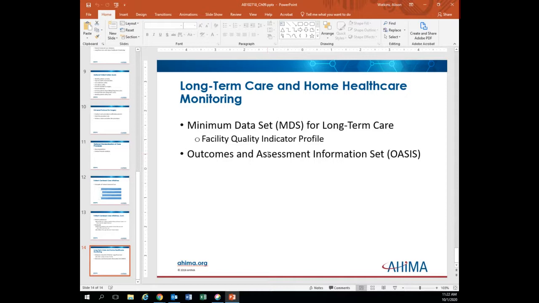If we look at the percentage of short stay residents who improved in their ability to move around, we're on the lower side of the state and national average. So that might be a red flag for us. Again, this is the facility quality indicator profile that facilities must track if they accept Medicare and Medicaid particularly.